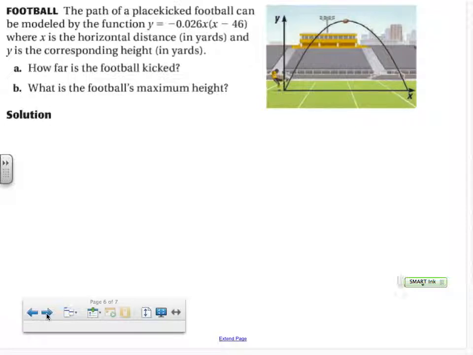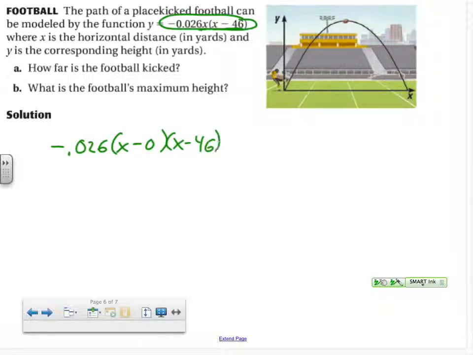Well, if you take a look, we have this in intercept form. We have the two multiplied x's. This one doesn't look quite like what you have seen before, because usually it's x minus something and x minus something. Well, here it's just x minus 0. I'll write it in so you can see it. How far is the football kicked? Well, it starts here. That's where the x minus 0 comes from. And it lands here. That's where the x minus 46 comes from. So we can see if it goes from 0 to 46, the football is kicked 46 yards.